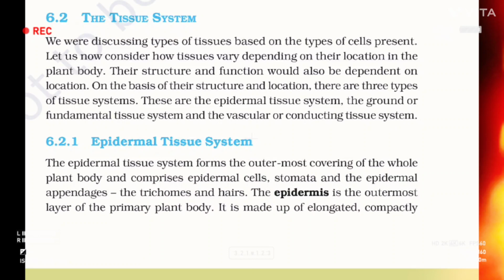6.2 The tissue system. We were discussing types of tissue based on the type of cells present. Let us now consider how tissues vary depending on their location in the plant body. Their structure and function would also be dependent on the location. On the basis of their structure and location, there are three types of tissue systems. These are the epidermal tissue system, the ground or fundamental tissue system, and the vascular or conducting tissue system.